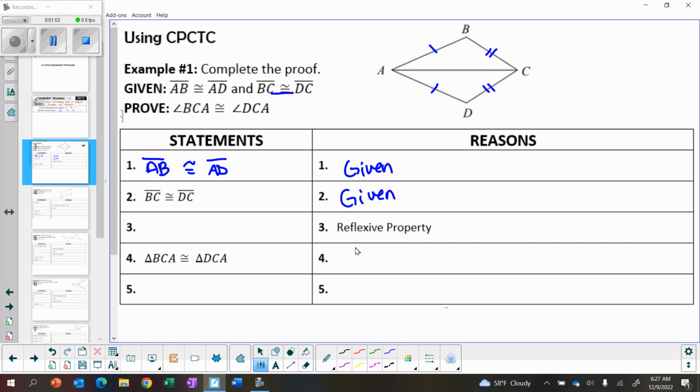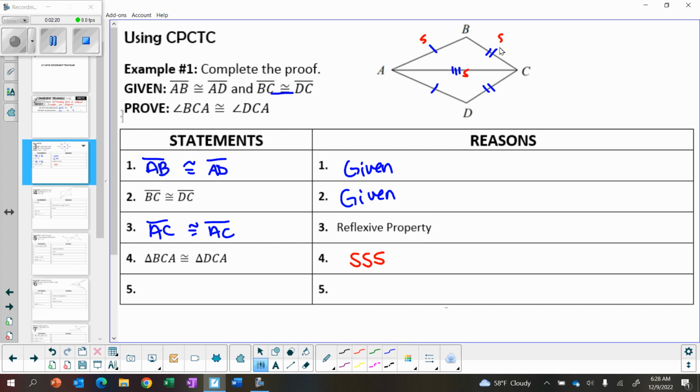Then they want us to use the reflexive properties. The side that's shared in these two pictures is segment AC. So we have AC is congruent to AC. And we'll mark that as well. So now in the picture, I have a side mark here, a side mark here, a side mark here. So my triangles are congruent by S, S, S, or side, side, side.